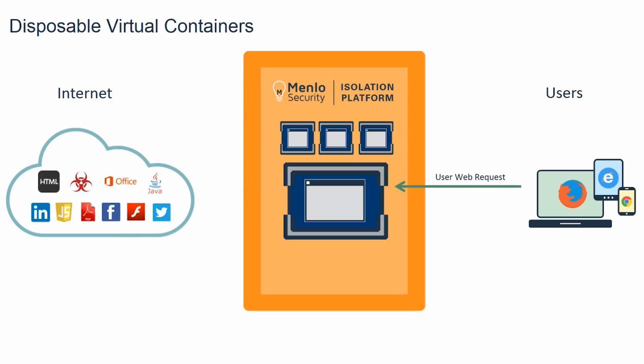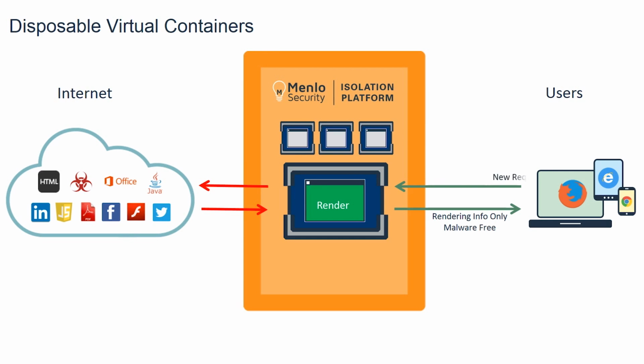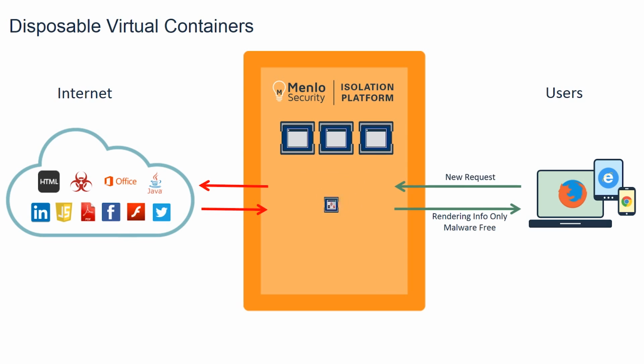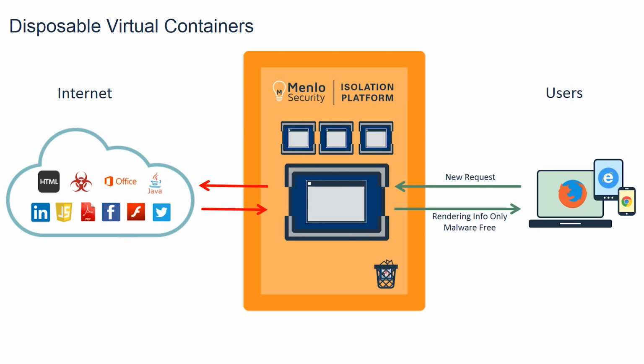The isolated browser fetches the content from the website and fully executes it inside the container. Only the visual elements and the rendering information is delivered to the user's browser on their own device, free of any malware. When a user clicks on a new domain or closes a browser tab, the associated container is disposed, so malware has no chance to persist. As you saw before, all of this is completely transparent to the user.